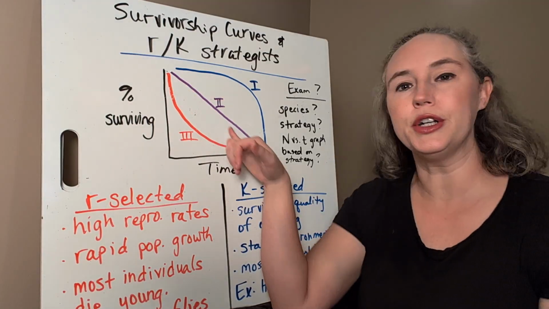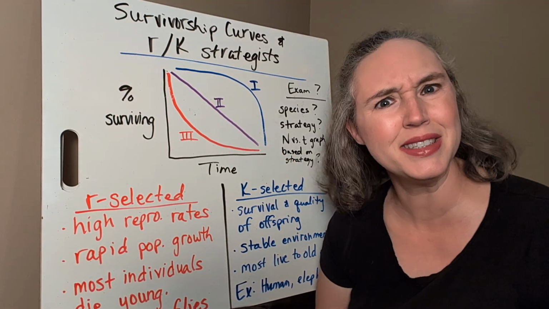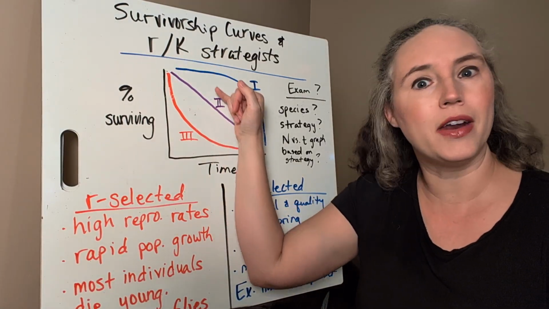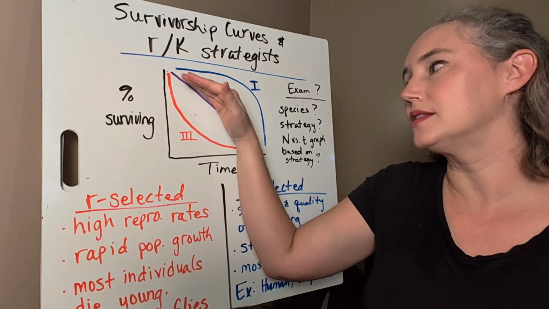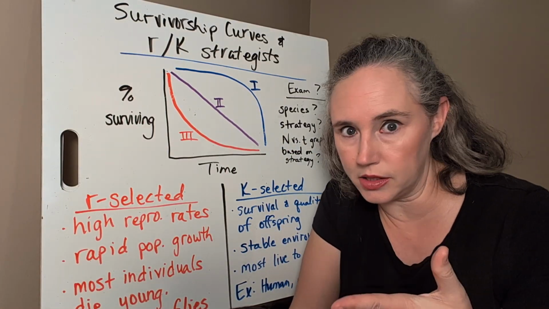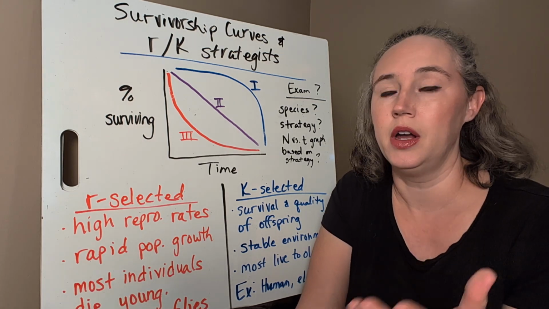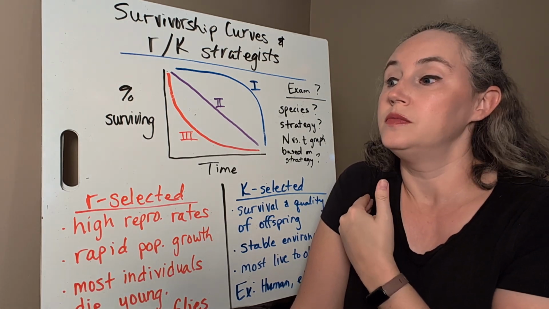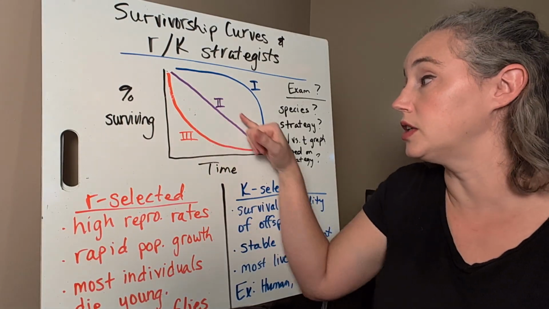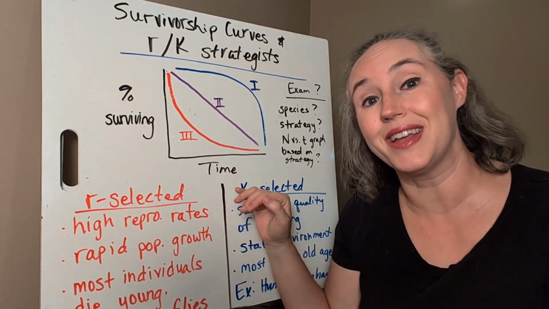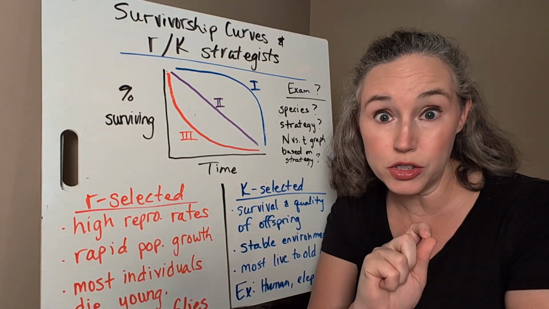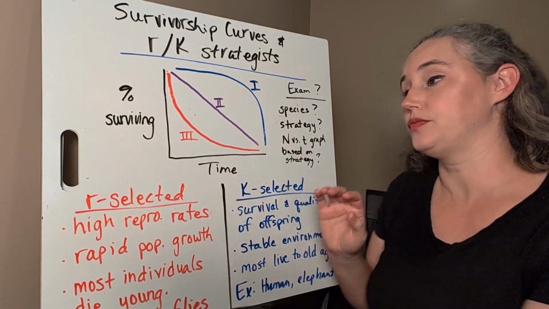Now, type 2, you may wonder, well, who does that? They have an equal chance of survival, kind of no matter how old they are. That's a constant rate of change. And the most classic example is some kind of songbird. So birds, those are your classic type 2 folks. And they could show R or K selected strategy, but as far as their survivorship curve, you're going to see a type 2.